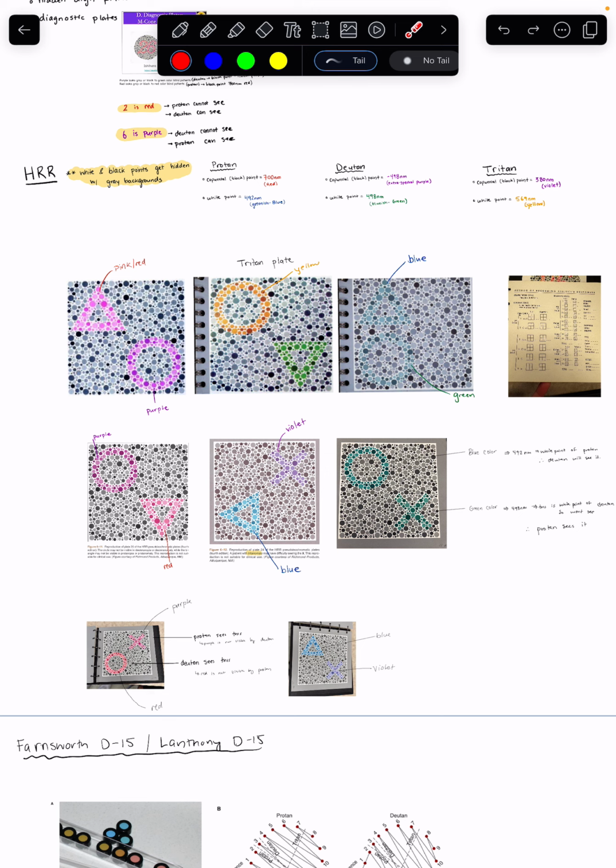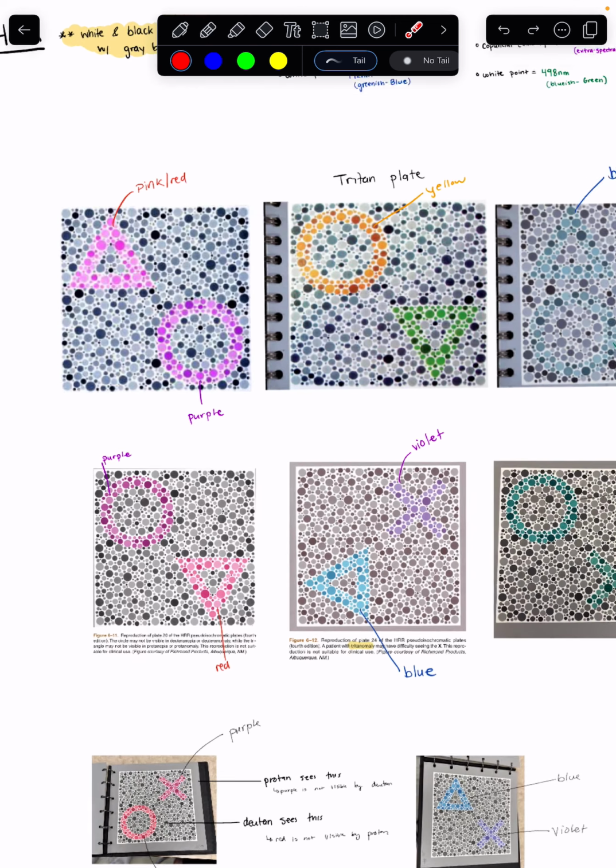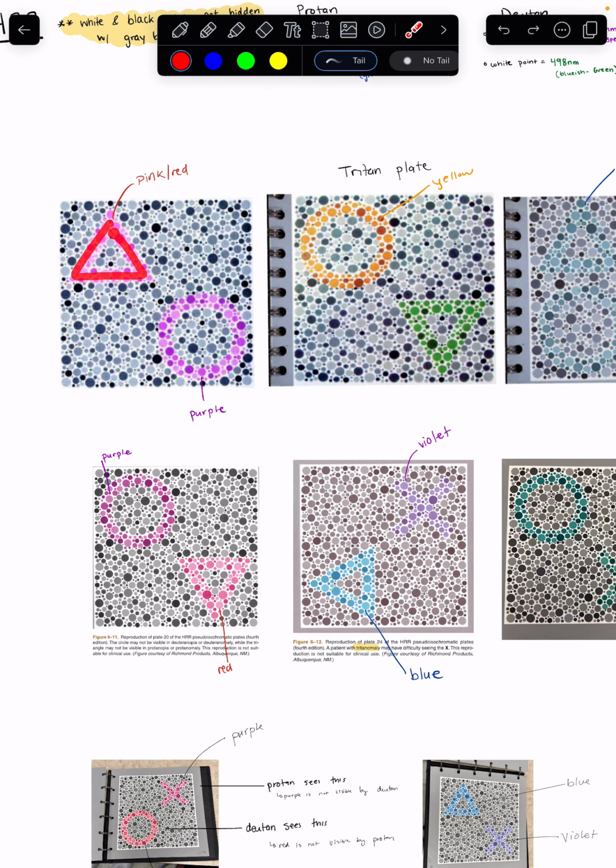You have to really look at these and know what color they are. If you know what color they are, you can work backwards knowing the black and white points to see what they're going to be able to see and what they're not. So this plate here, it looks pink, we're going to call it red. Okay, that's the better answer. This here is purple.